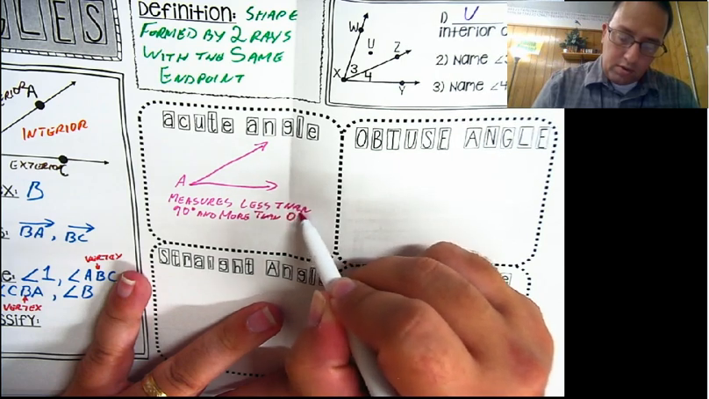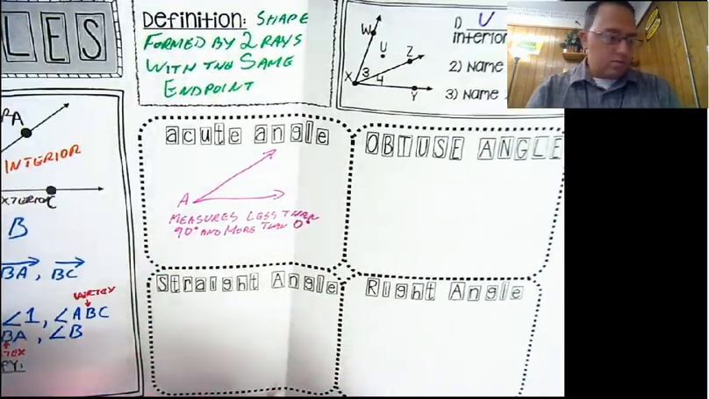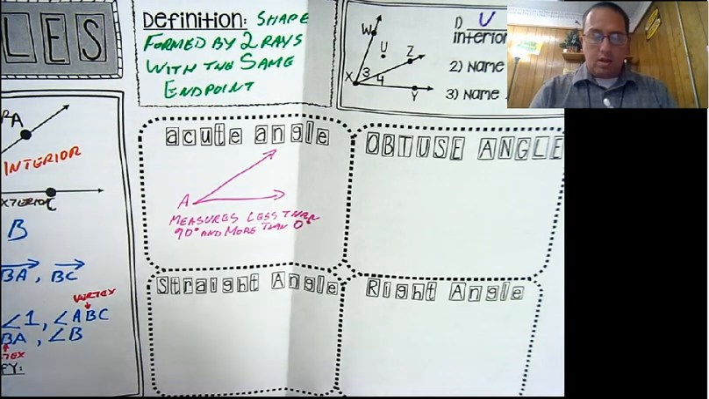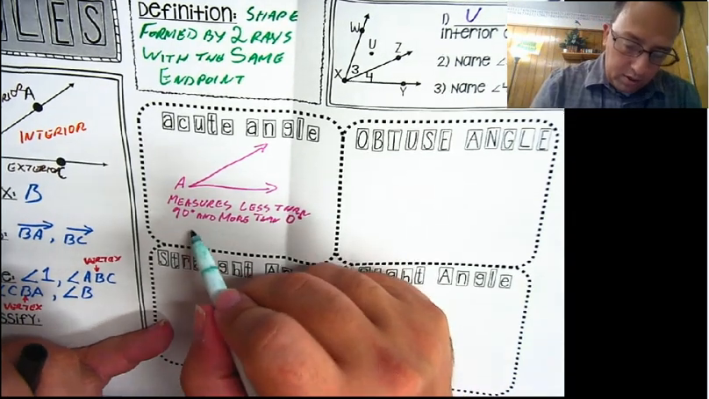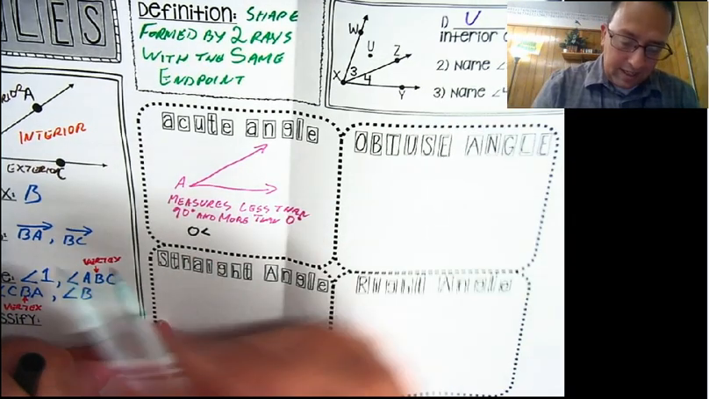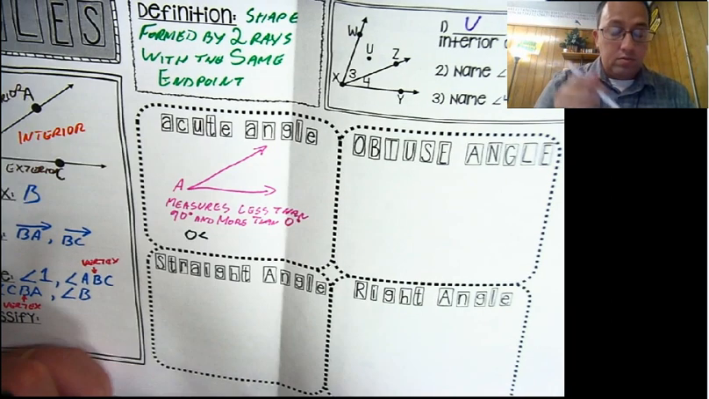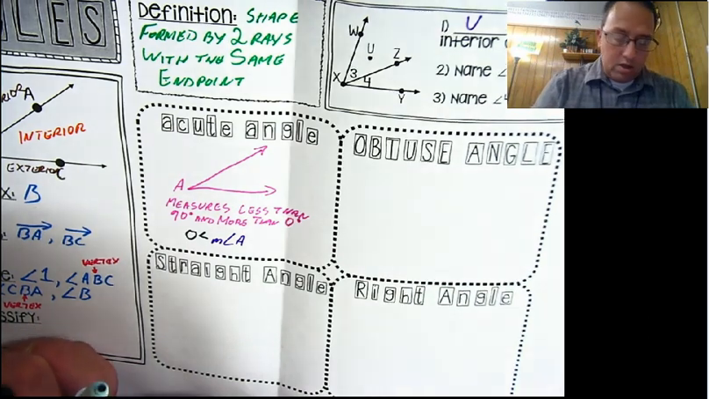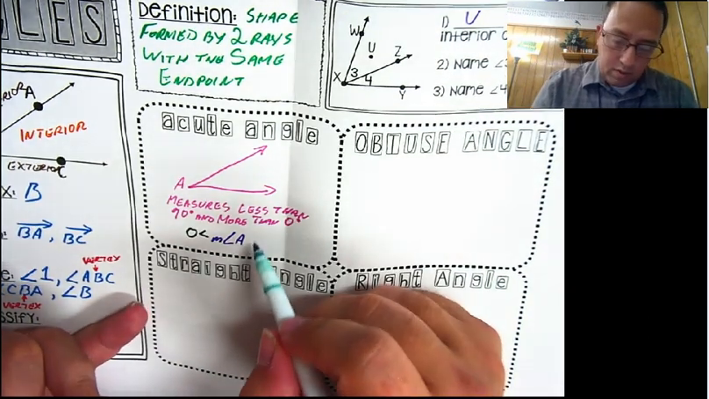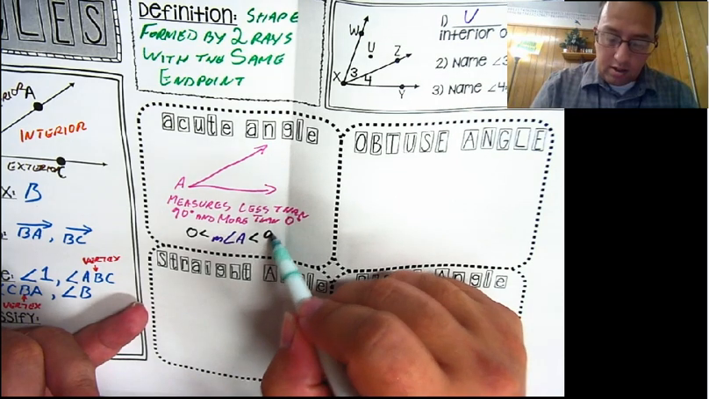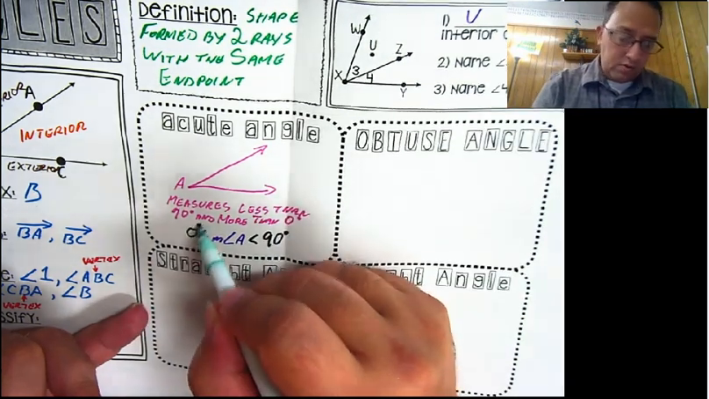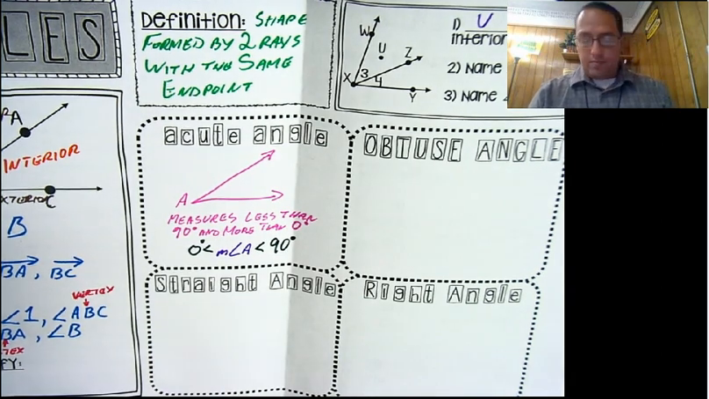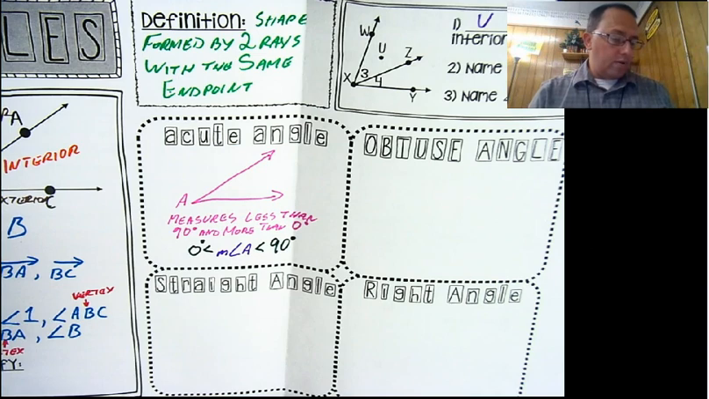More than 0 degrees. Okay, so let's put this in symbols because we like symbols, because we do math. So what we have here: 0 is less than, not less than or equal to, less than the measure of angle A, which is less than 90 degrees. 0 degrees is less than the measure of angle A, which is less than 90 degrees. It's got to be in between.